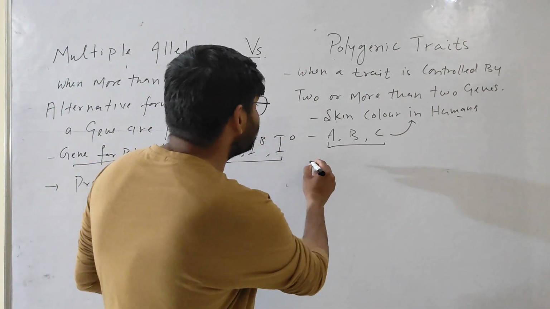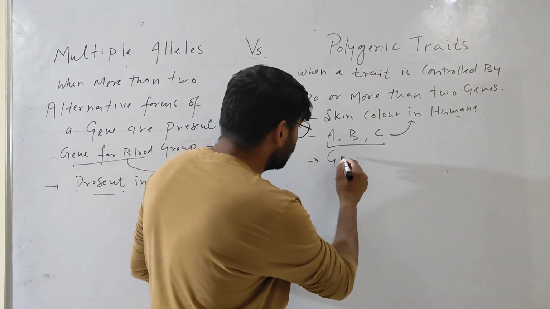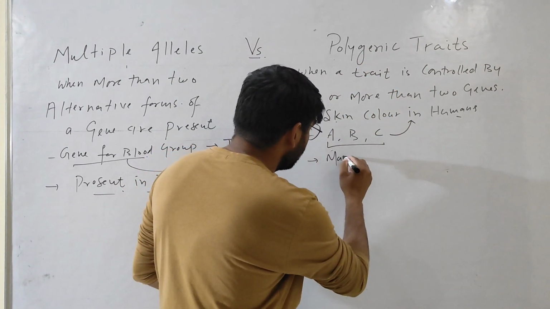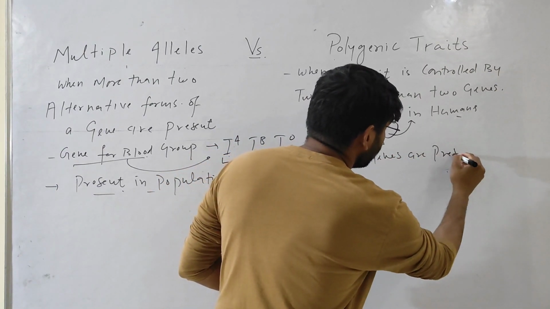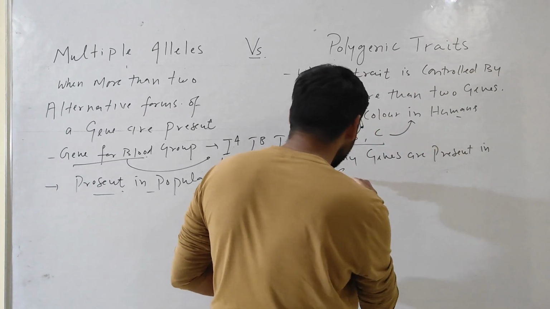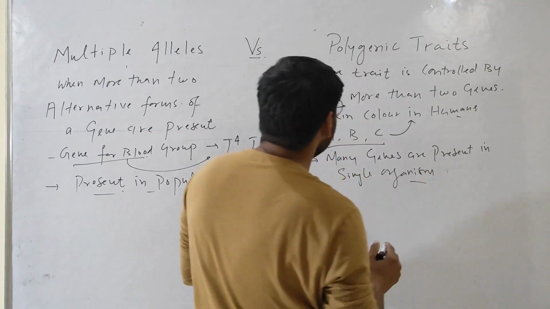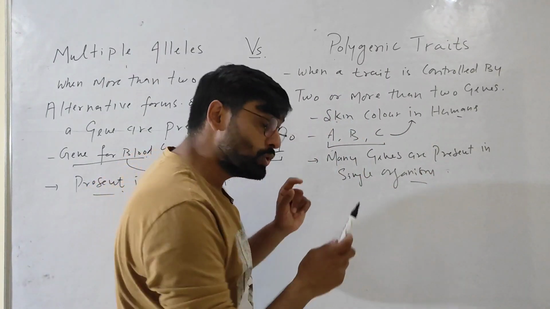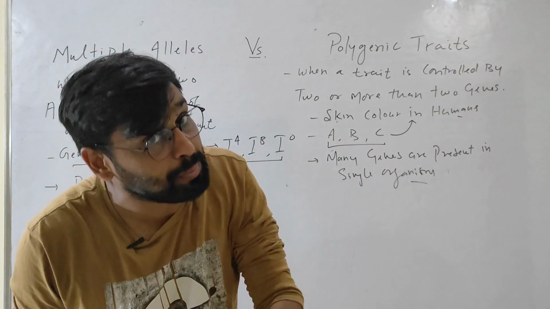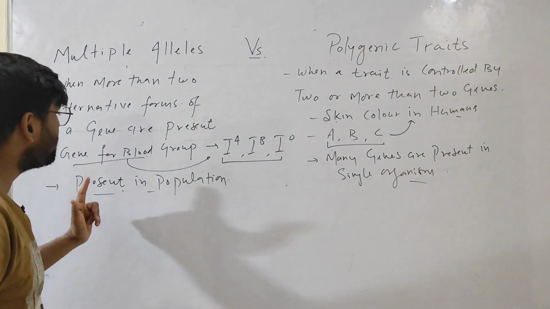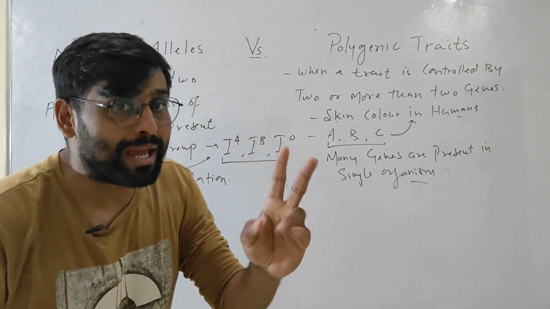But in case of polygenic trait, these more than two genes are present. Many genes are present in a single organism. If you are talking about skin color, we know that it is controlled by three genes. So all these three genes are present in every human being. But in case of multiple allelism, there are three alleles. In a single human being, only two can be there out of three.